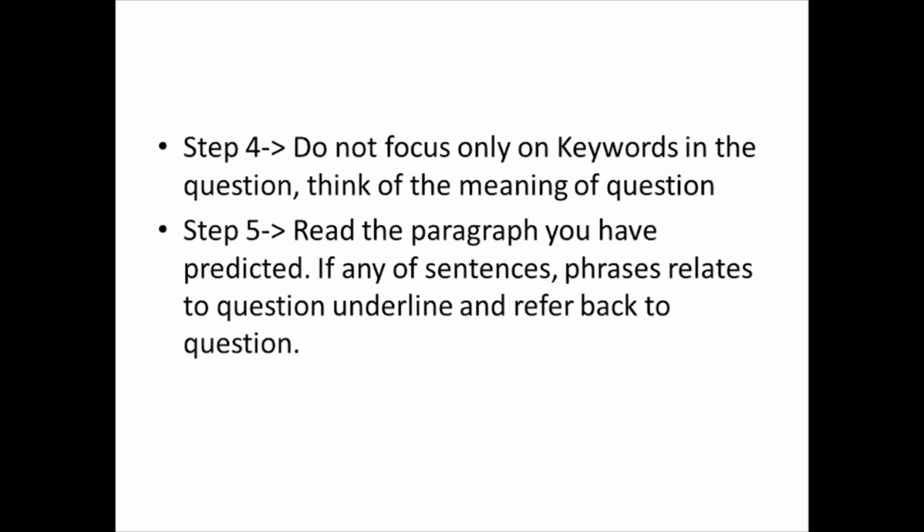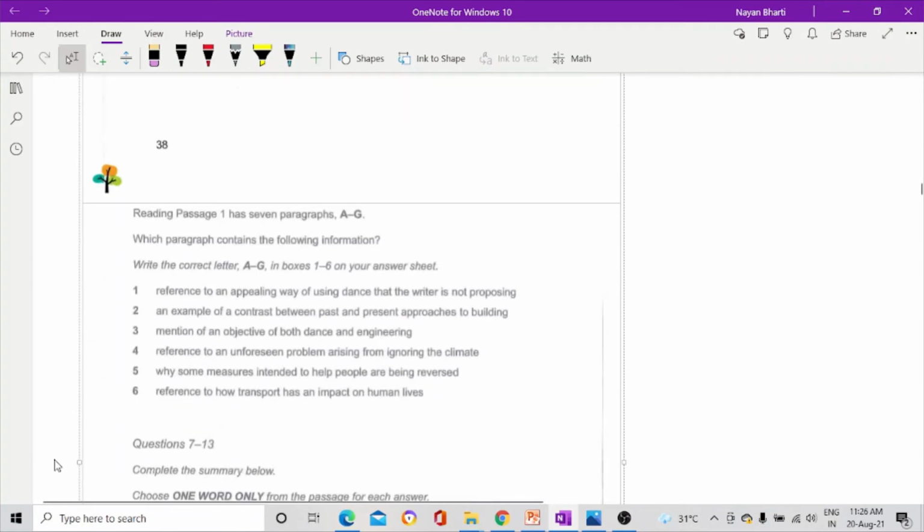Now I'm going to do a sample exercise with you guys so that you can understand better how to apply this. This is a passage and the question here is about matching information. Which paragraph contains the following information? 6 questions are mentioned for that. First thing we do, we read the question and we understand what the keyword is, what the main idea of that question is. The first question is: reference to an appealing way of using dance that the writer is not proposing. So they are saying that there is a reference to a way of using dance that the writer is not proposing. This is the keyword for the first question.